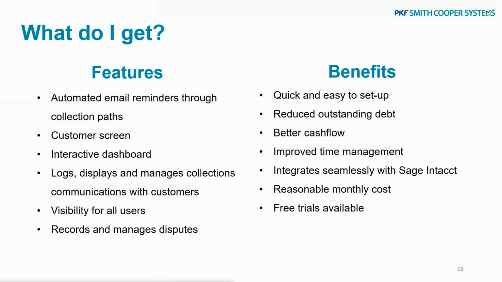Okay, so Credit Hound is a cloud-based credit and collections management software solution. It provides automation for your collections and your management process. A few of the features and benefits are automated email reminders. They'll go through certain collection paths, so you'll set up the collection paths. They're going to be bespoke to you, and the emails are going to go out automatically, so you don't have to remember to send them out.